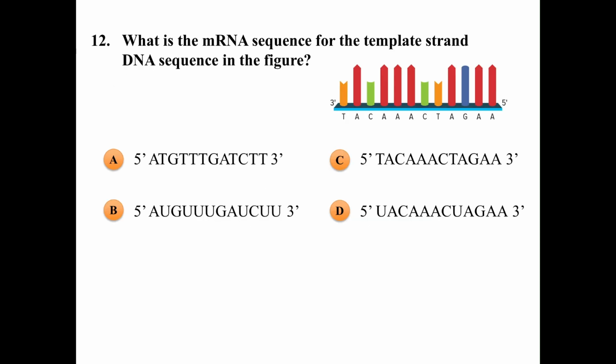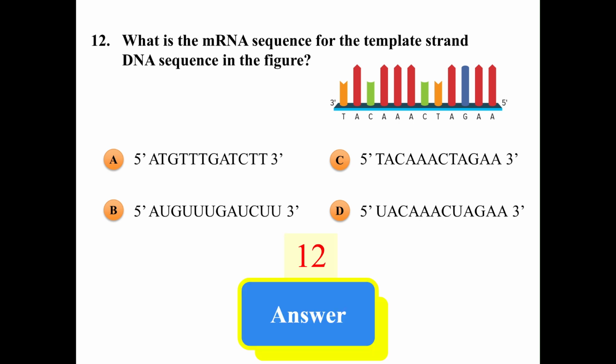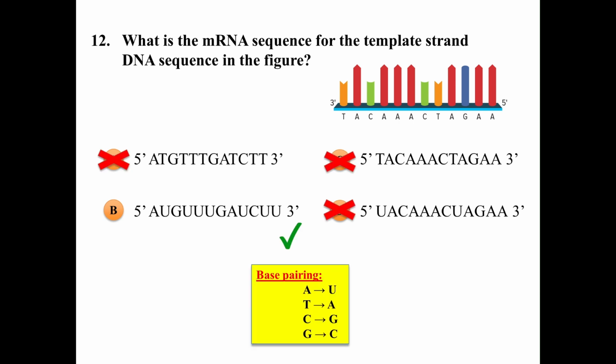What is the messenger RNA sequence for the template strand DNA sequence in the figure? The correct answer is B, because according to the base pairing rule, A binds with U, T with A, C with G, G with C. But if we are making a DNA strand, we are not using U or uracil, we are using thymine.